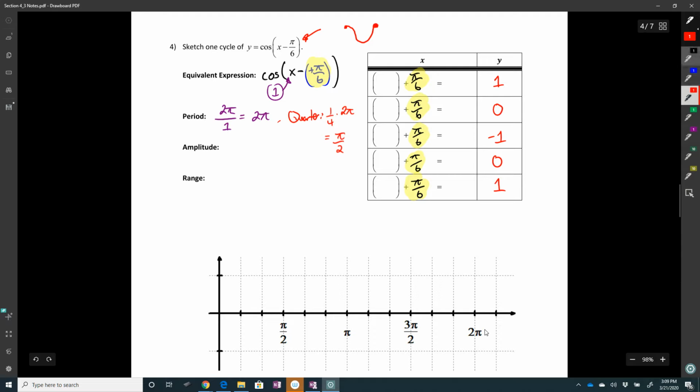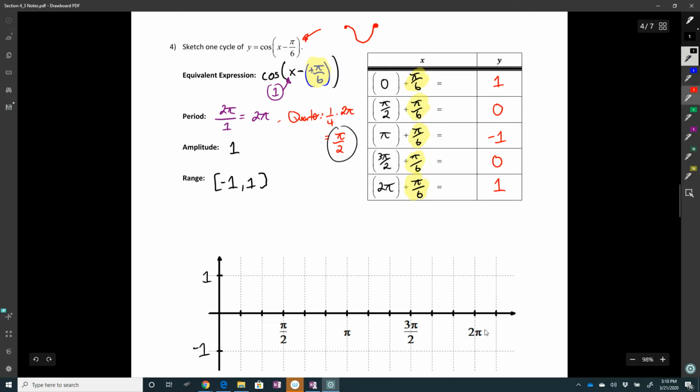My amplitude is just 1. So my range is from -1 to 1. So here's 1. All right. So these are my usual values: 0, pi over 2, pi, 3 pi over 2, and 2 pi.